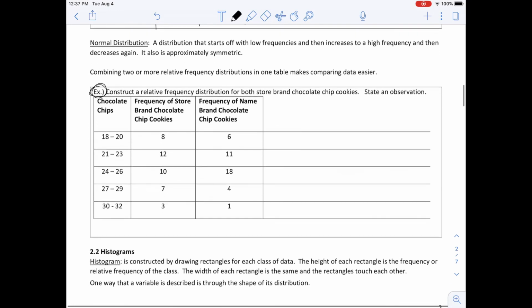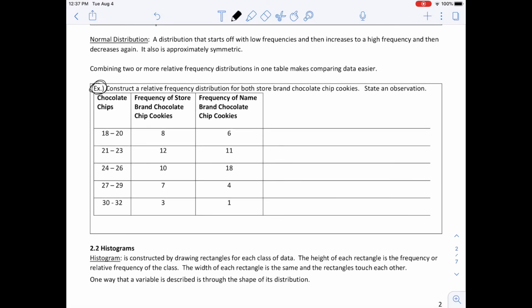The next definition we have is a normal distribution, a distribution that starts off with low frequencies and then increases to high frequencies and then decreases again. It's also approximately symmetric. We can combine 2 or more relative frequency distributions in one table and make comparing our data very easy. So the next example that we have is going to explore chocolate chip cookies, and we will look at that together in class.